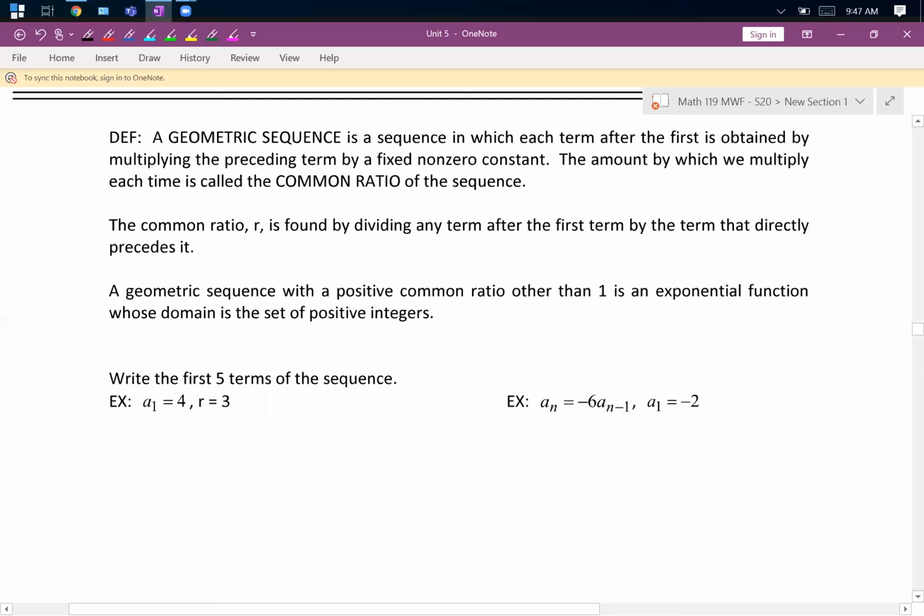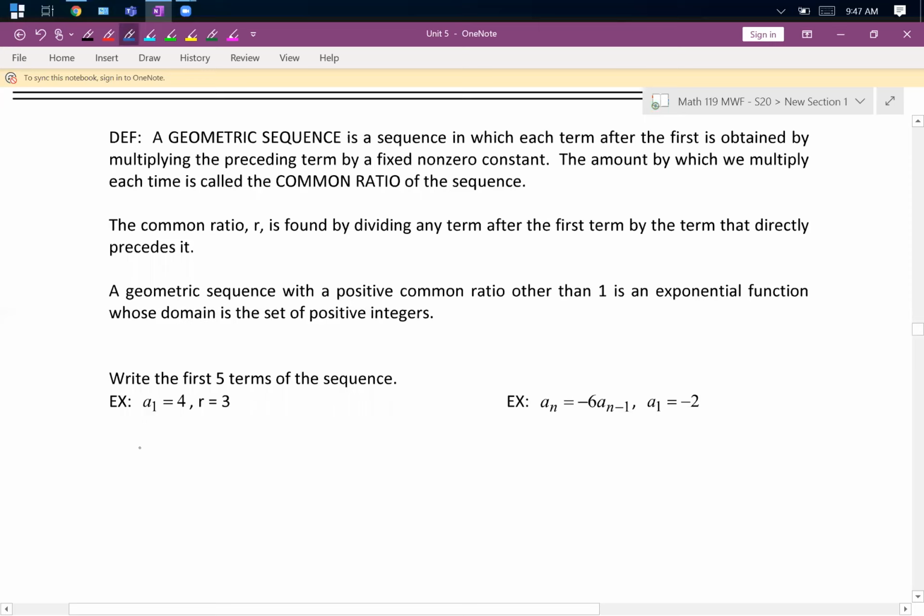So let's write the first 5 terms of the sequence where a sub 1 is equal to 4 and r is equal to 3. How do you know, right? Because in MyMathLab, it might just say write the first 5 terms of a sequence, and how do you know whether it's geometric versus arithmetic? Geometric is going to say r equals, whereas arithmetic is going to say d equals some number. So just heads up on that.